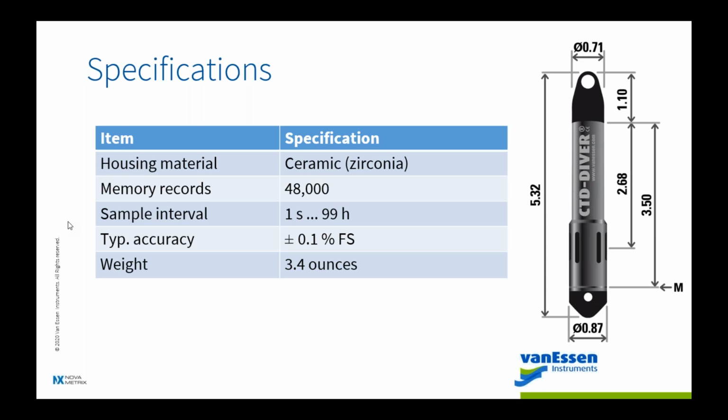The sample interval for these units is 1 second or 99 hours, or absolutely anything in between. It's your choice. The typical accuracy for this unit, and keep in mind this is full scale for whatever you select in terms of conductivity and its range, is plus or minus 0.1% of that full scale. And you can see these units, not only are they compact, but they are also quite light, at 3.4 ounces.